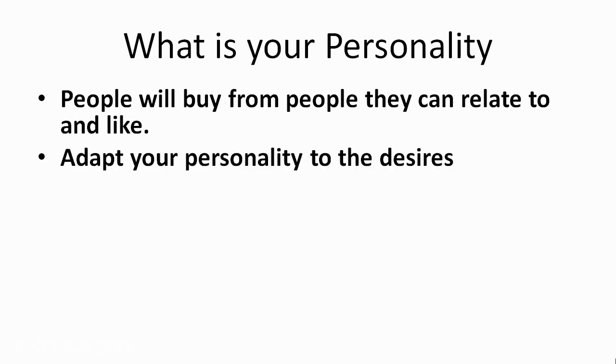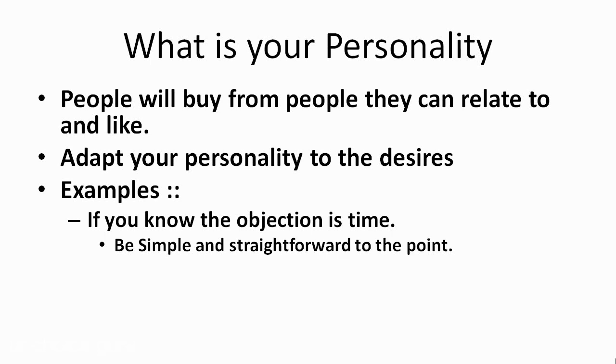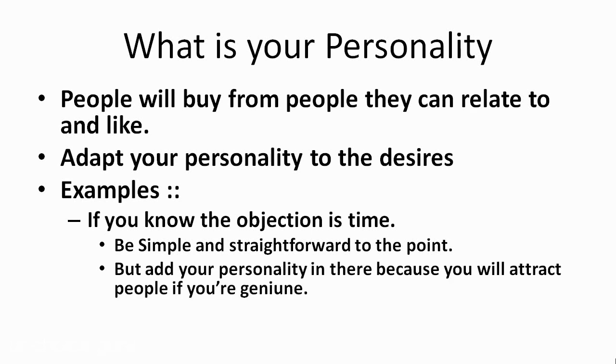So you want to adapt your personality to the desires that they want. For example, if you know that the objection is time, so they don't have a lot of time, which means there's a big possibility that they're going to leave your webinar, right? So you want to be simple and straightforward, to the point, so that you can ultimately get to your pitch and your value, and then of course the close.